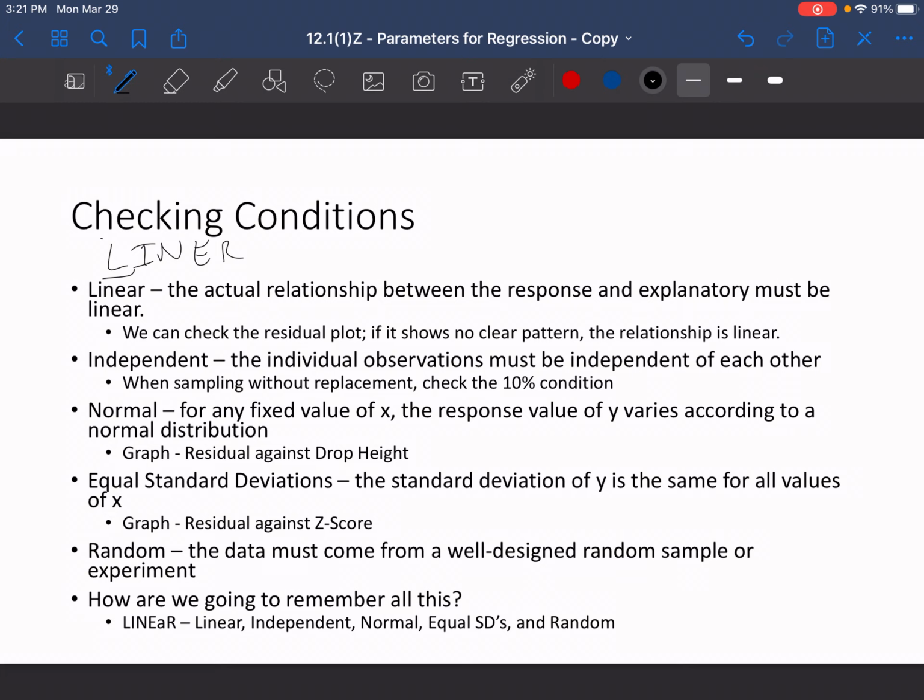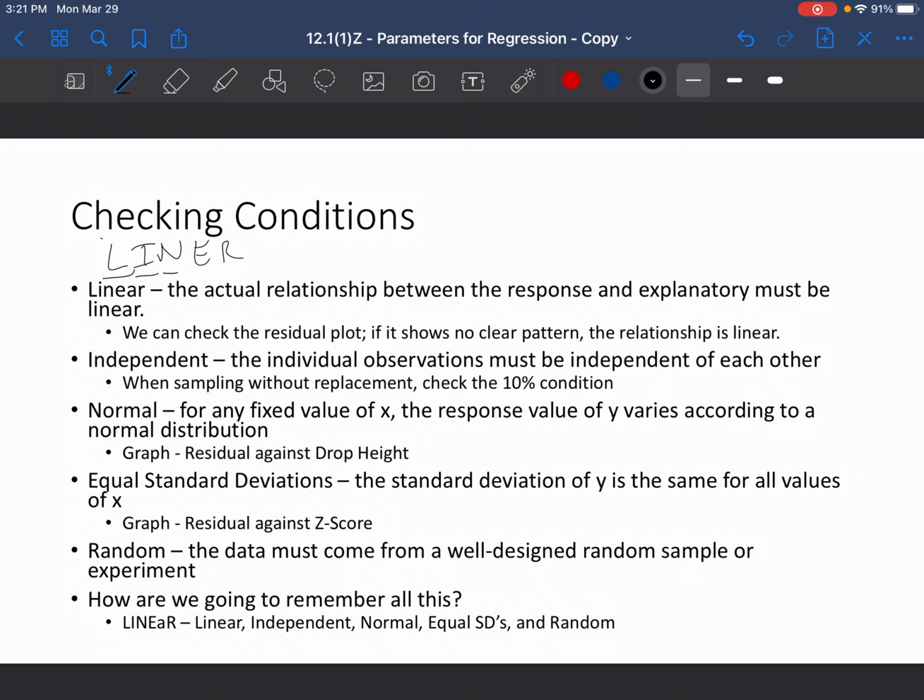Independent would be the next part of our acronym, and that's essentially every check of independence that we've seen so far, and that's the individual observations must be independent of each other. When sampling without replacement, we must check the 10% condition. So our sample must be less than 10% of the total population that it actually represents.